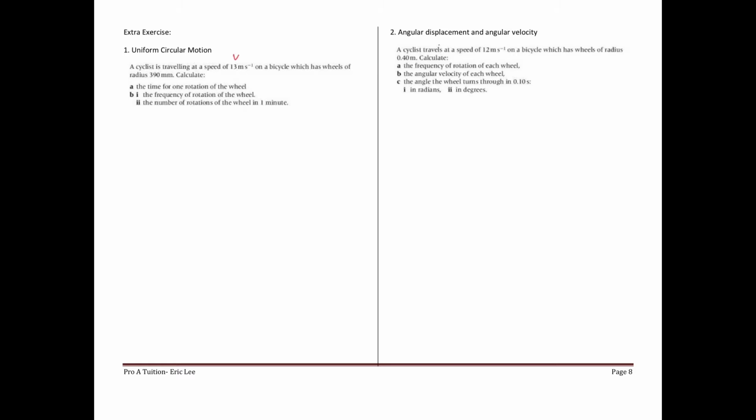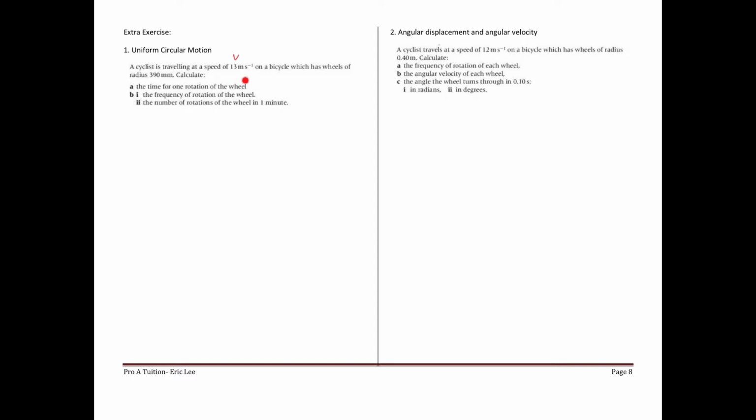Okay. Now let us move on. 13 meter per second on a bicycle which has wheels of radius 390 millimeter. Calculate the time for one rotation of the wheel.